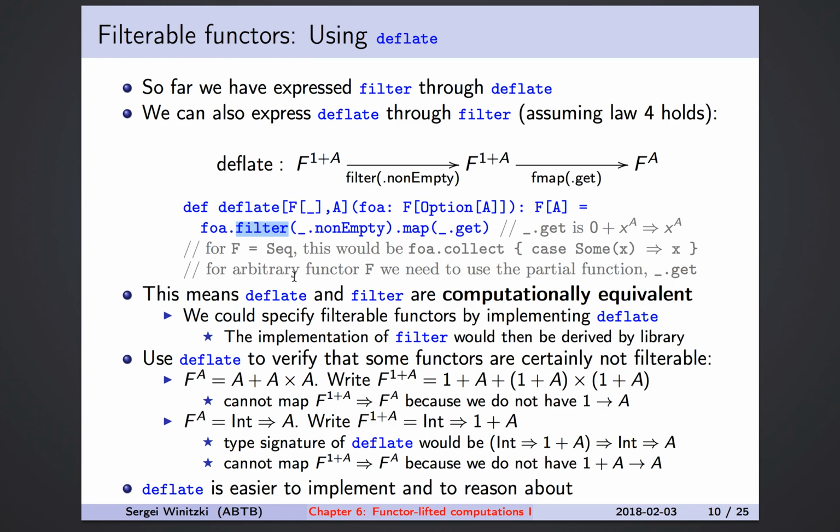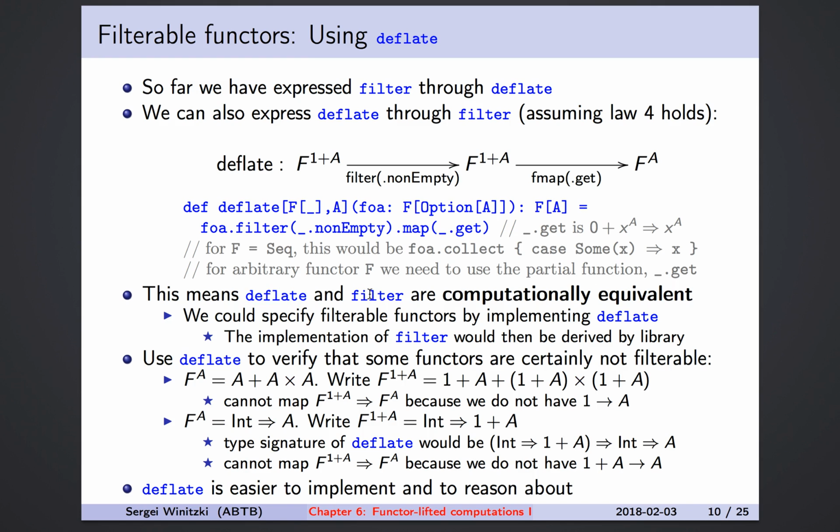So we have defined filter through deflate, and we have defined deflate through filter. This means they are computationally equivalent. This is a very important idea. These two functions are actually doing the same thing. If we have one of them, we can have the other. And these are equations. These are not just mappings, so to speak, from one to another. These are actually equations. So one function is equal to some combination of the other function with stuff. And the other function is also equal to some combination with the first function with stuff. So basically it means whenever you have one, you have the other, and they carry the same amount of information and the same amount of power. So if you are able to define filter for some functor, you can also define deflate and vice versa.